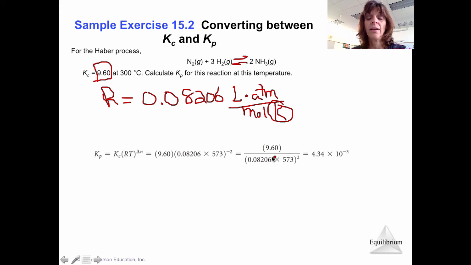Here is your Kc value, and it's R times temperature in Kelvin, all raised to the negative second. So this is just rewritten so that that's a positive exponent.